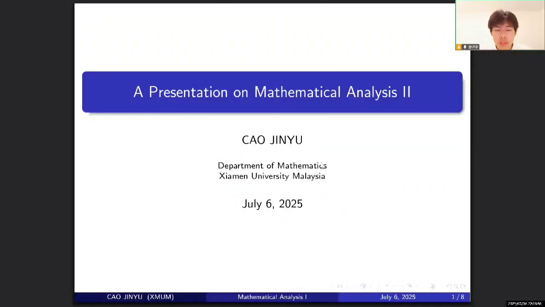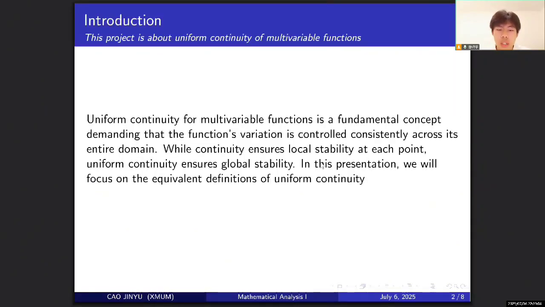Hello everyone. Today I will present a key concept called uniform continuity for multivariable functions. It is a fundamental concept when we learn mathematical analysis. Different from continuity, which guarantees the local stability at individual points, uniform continuity ensures the global stability across the whole domain.